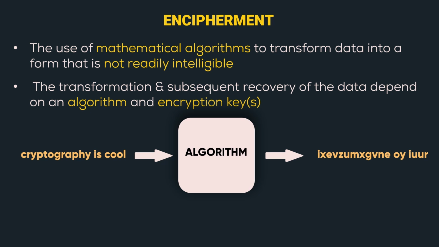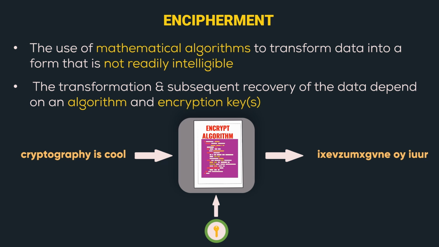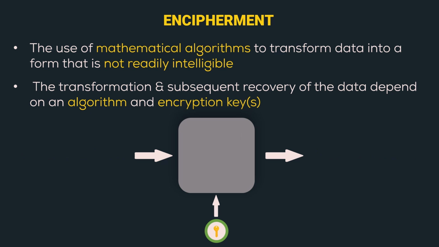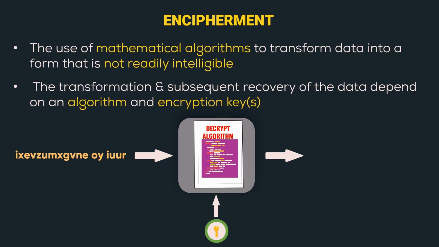So here we require one more thing apart from an algorithm, that is a secret key, also known as encryption key. In some algorithms, we might require more than one encryption key. Here in the backend there is an encryption algorithm running which takes the plain text as input and gives the ciphertext as output. The same goes for the message recovery. There is a decryption algorithm in the backend which takes the ciphertext and secret key as input and gives plain text as output. This was all about encipherment.